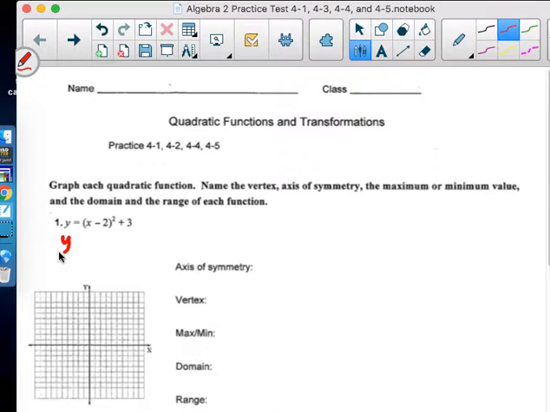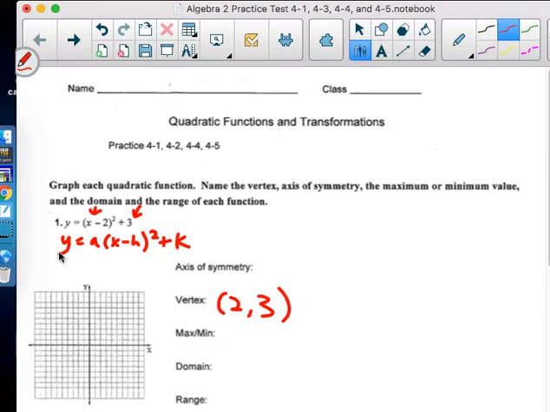So what we need to remember is y equals a times the quantity x minus h squared plus k, and that h and k are the vertex. So keep in mind that the x value is always the opposite of what we see. So when I look up here and see x minus 2, I realize my vertex is actually a positive 2. But k is normal, so this k in the back of 3, 2, 3 will be the vertex.